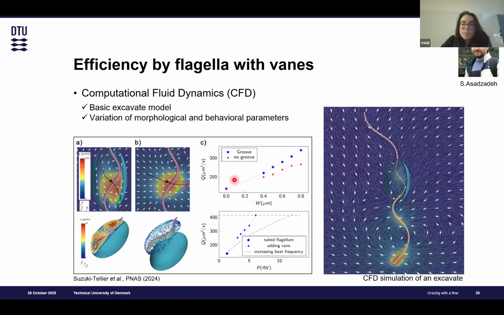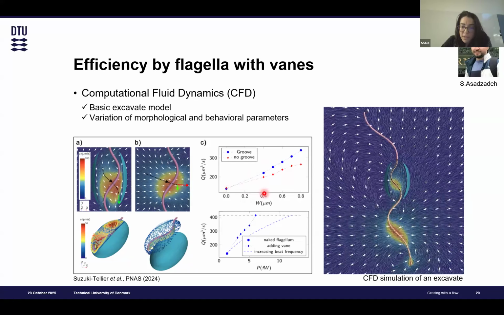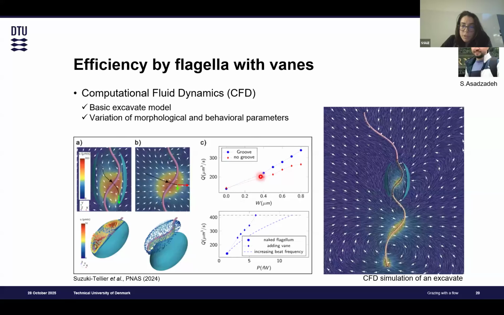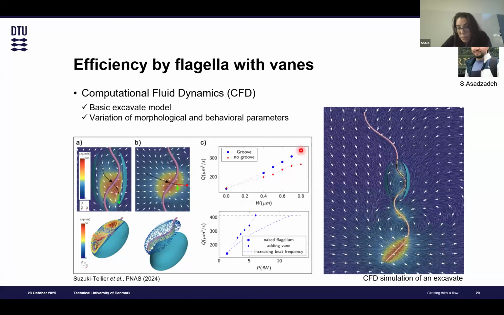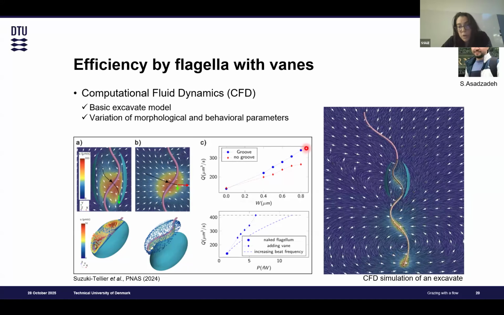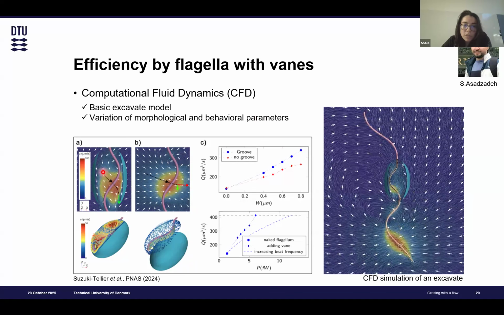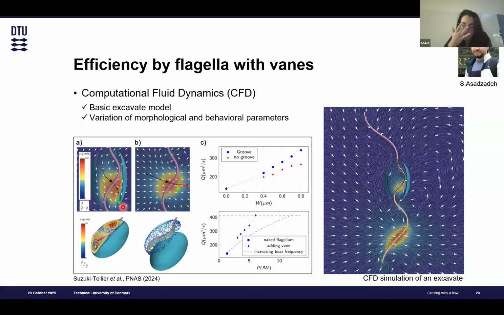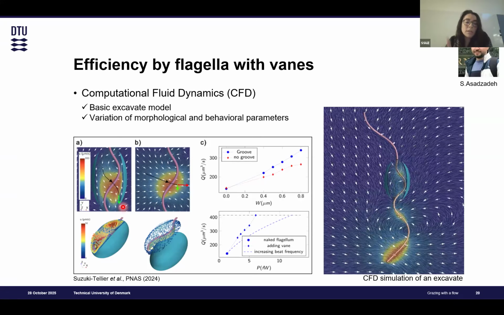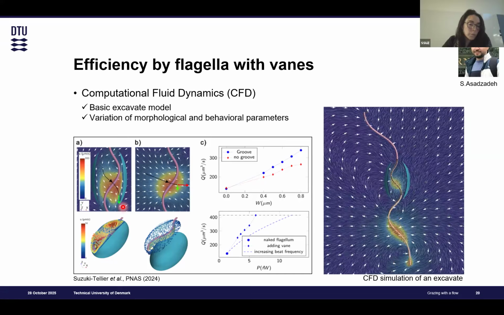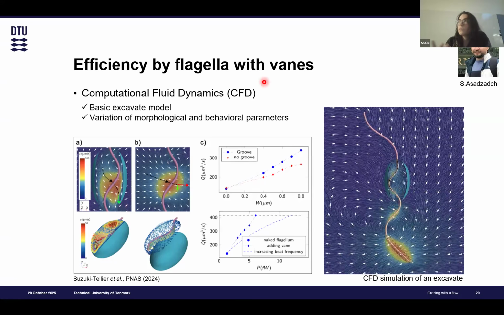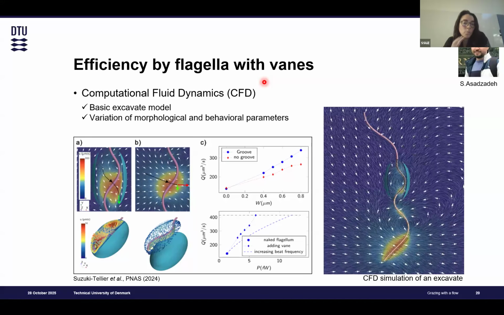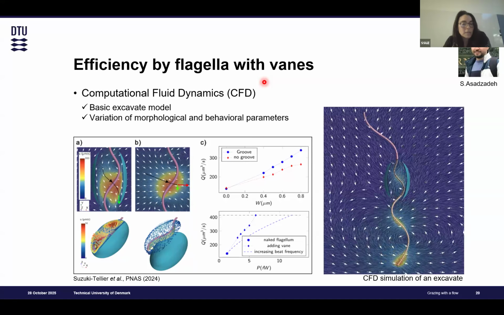And this is the width of the vein, sorry. So by increasing the width of a vein, you will always have higher clearance rates with a groove. That's because the groove is actually giving more direction to the flow, and the resulting net flow will be higher.